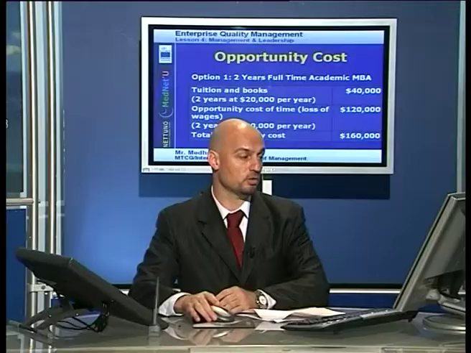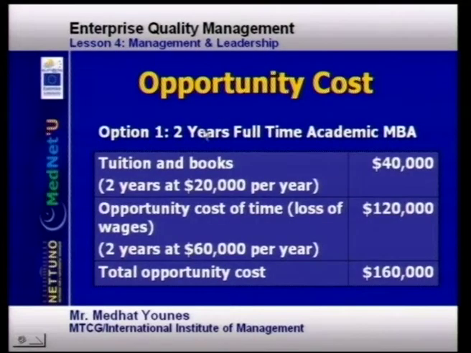In the first option or first alternative, the cost of tuition and books is about $40,000 or 40,000 euro for our European audience. And this is calculated at 2 years at a cost of $20,000 per year.